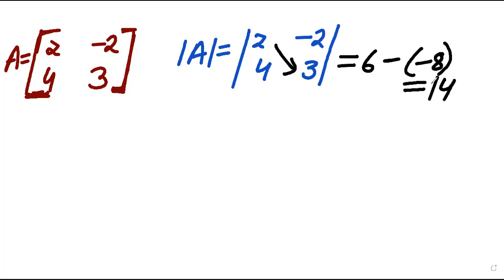Okay, this point is clear to all? Is it clear to all how to find out the determinant of any matrix? Okay, okay. Now after this, find the adjoint of A.